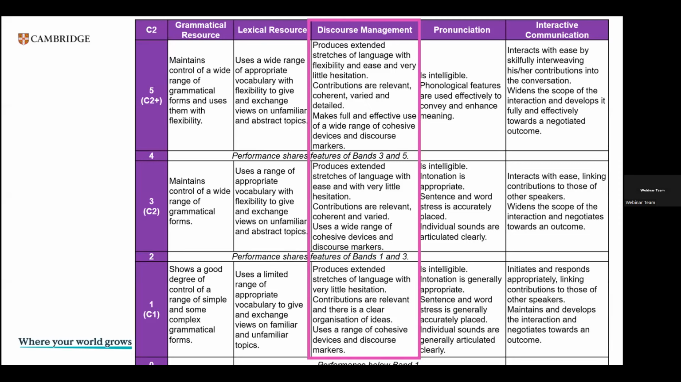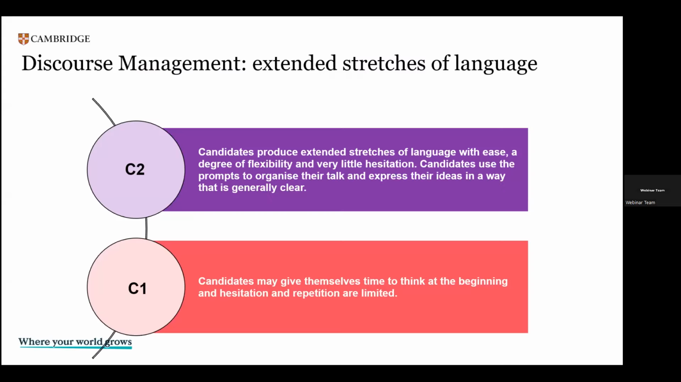We're going to take a look now at what can be done in discourse management. Okay. So we're expecting candidates to produce extended stretches of language with ease. With ease means that they're not looking for ideas, they're not looking for language, definitely. So there's very little hesitation. They have a degree of flexibility, they're using different structures, different patterns, and they're linking their ideas together to make them more coherent, give more force, more strength to whatever argument might be.